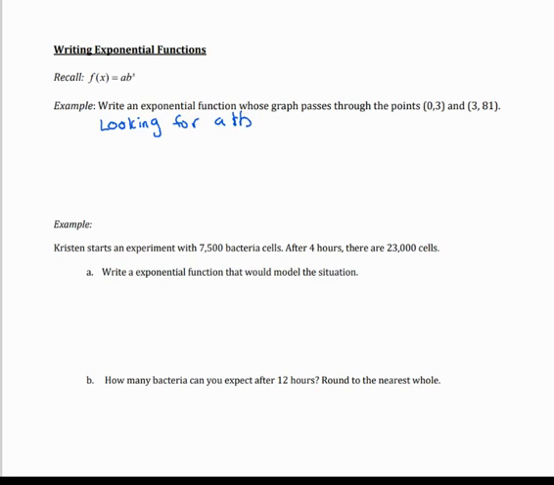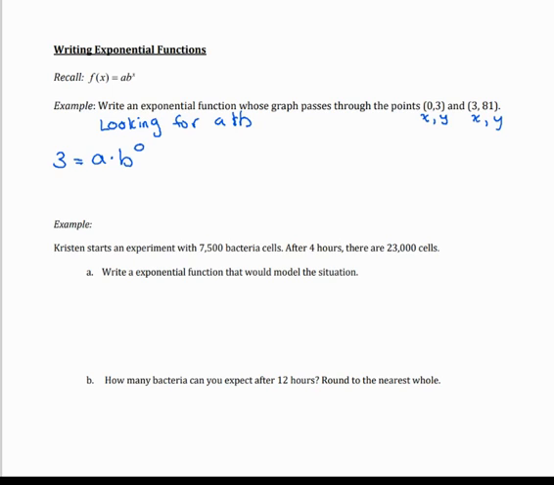Since I'm looking for two variables, usually that means I need two equations. So the good news is here we have a couple of points. This 0, 3 represents an x and a y, and this represents an x and a y. So for my first equation, I'm going to plug in our first ordered pair, 0 and 3. So 3 will go in for f of x, which really means y. I don't know a and I don't know b, but I do know x is 0.